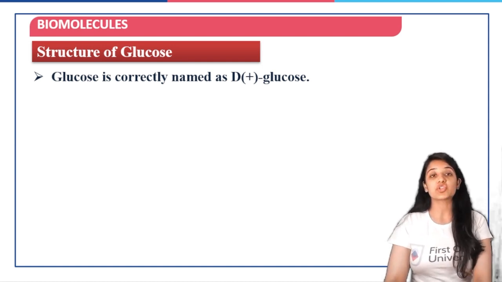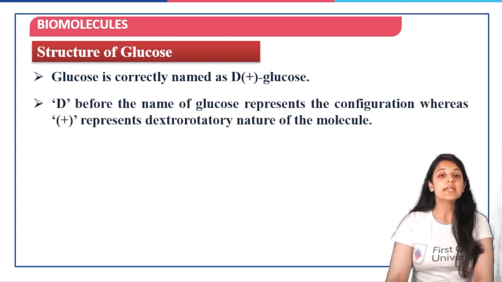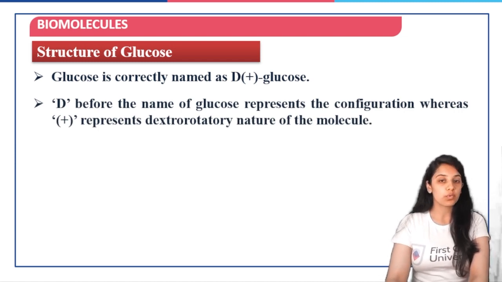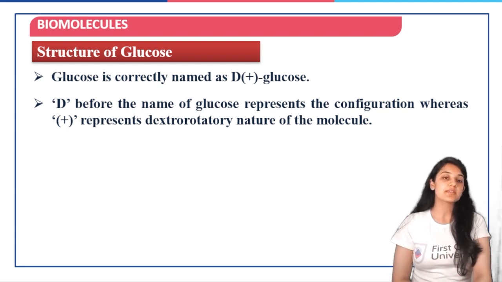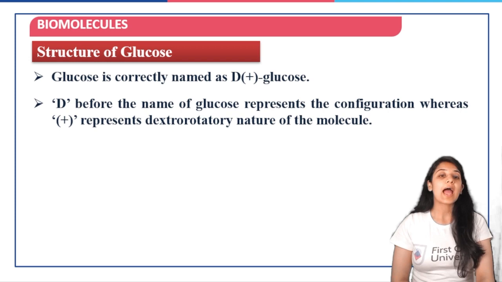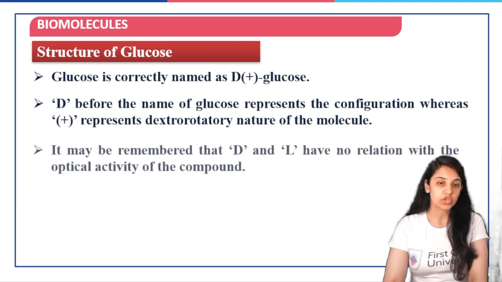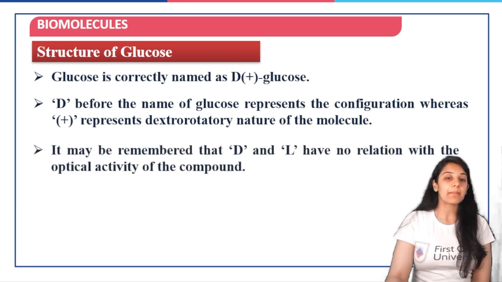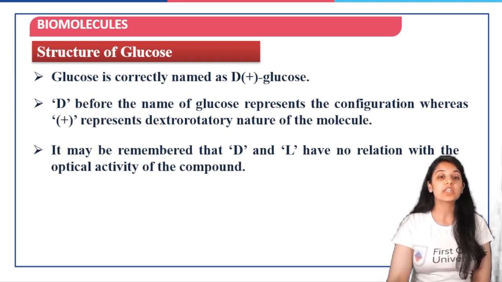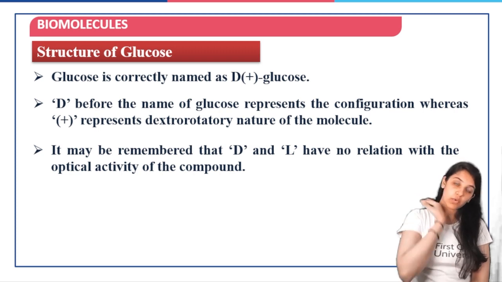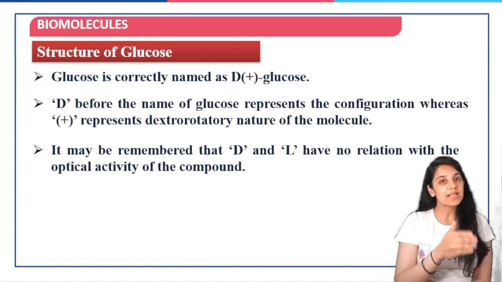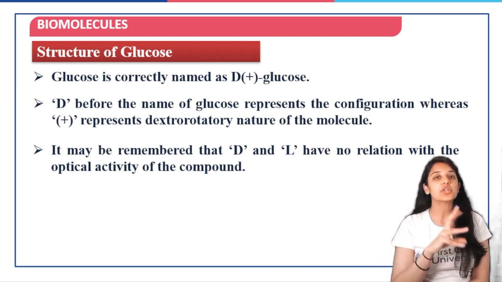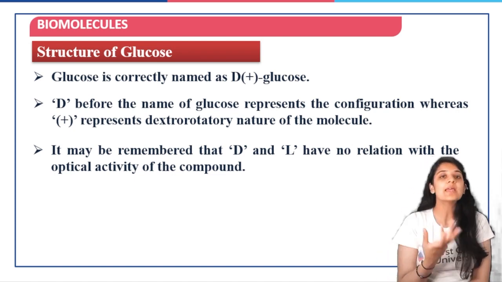D stands for dextro. Okay, that I've already told you. D before the name of glucose represents the configuration, whereas the plus sign represents the dextrorotatory nature of the molecule, and capital D is representing the configuration. Now, it may be remembered that capital D and capital L have no relation with the optical activity of the compound. Whether it is dextro or laevo, these capital D and capital L have nothing to do with it. It's only the plus and the minus signs which represent the dextro and laevorotatory nature of any particular molecule.